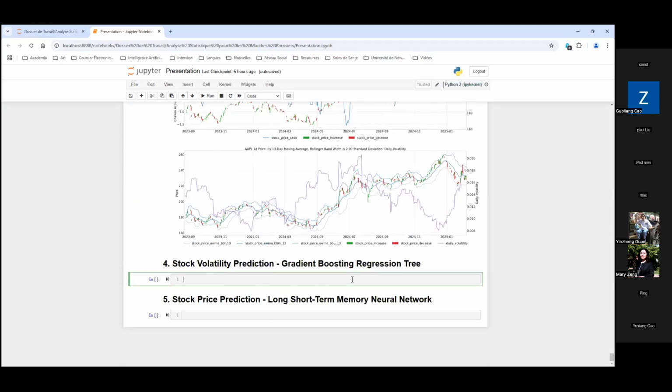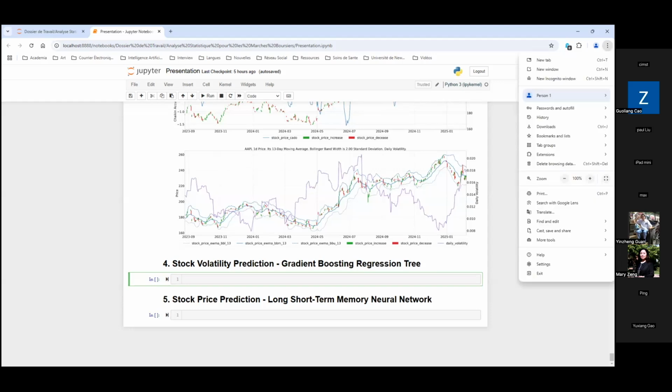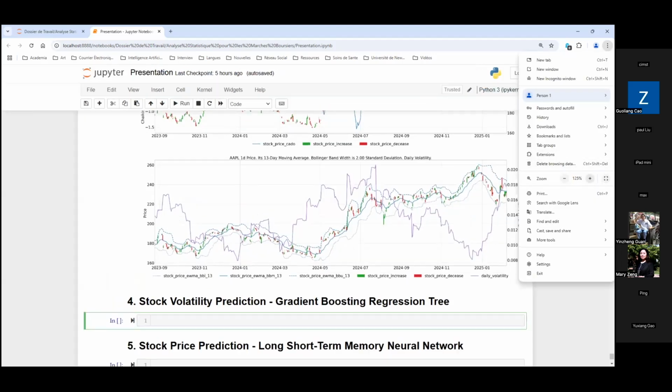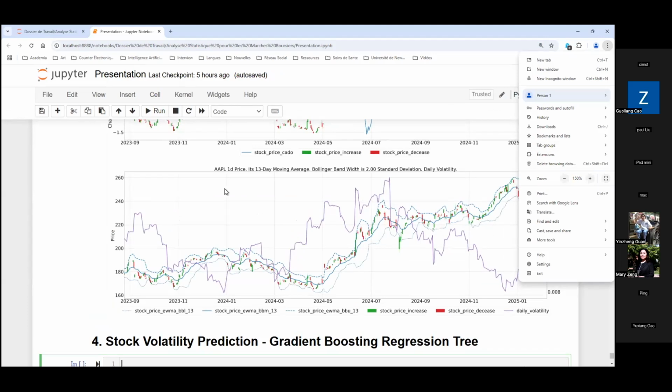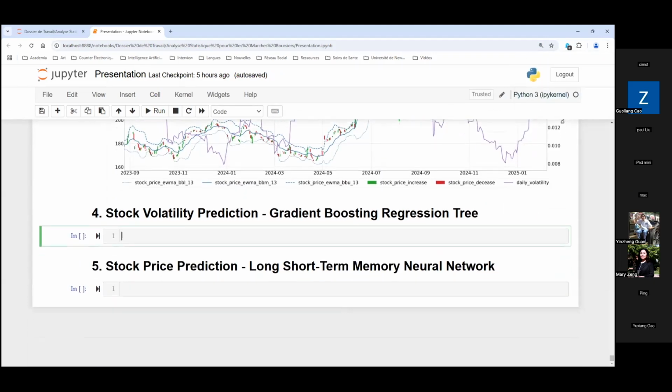Okay, so let's see. The first one is I want to use the gradient boosting regression tree to predict the volatility of stocks. So this is the daily price of Apple.